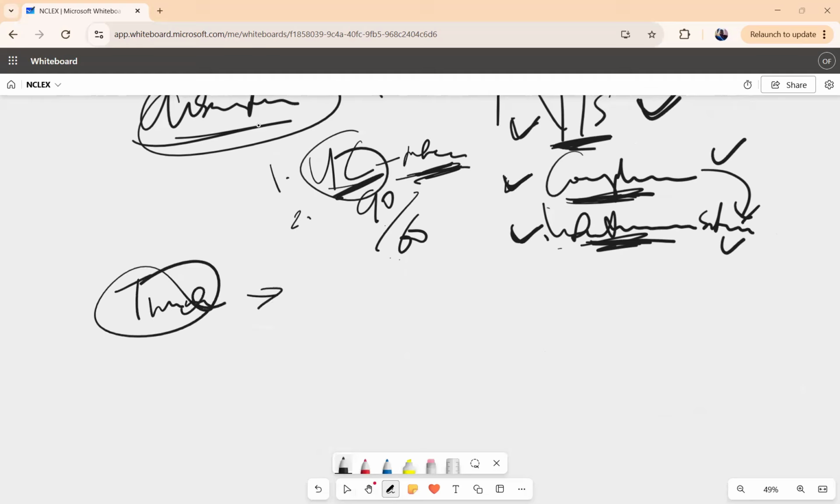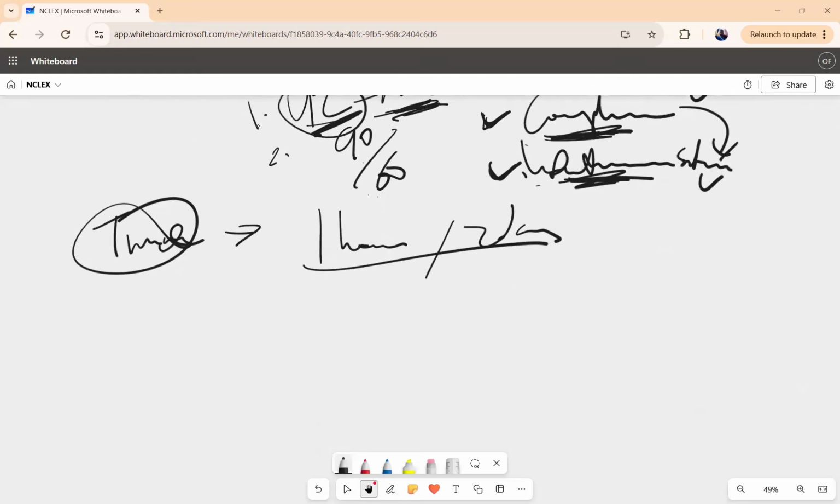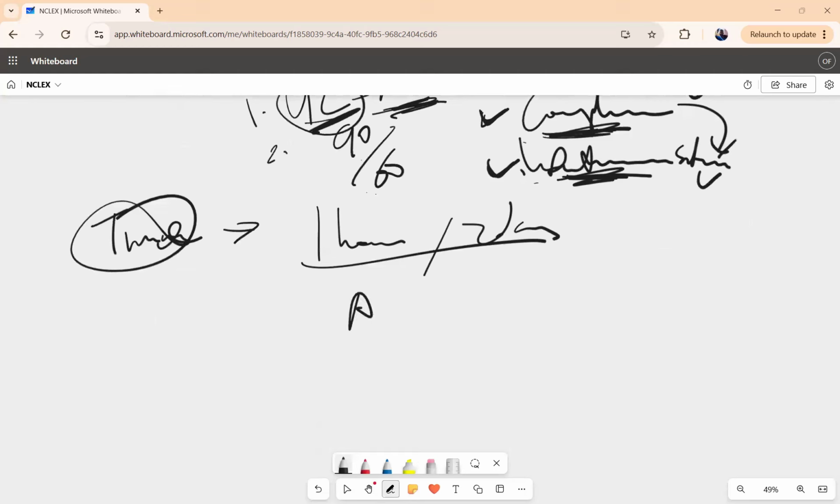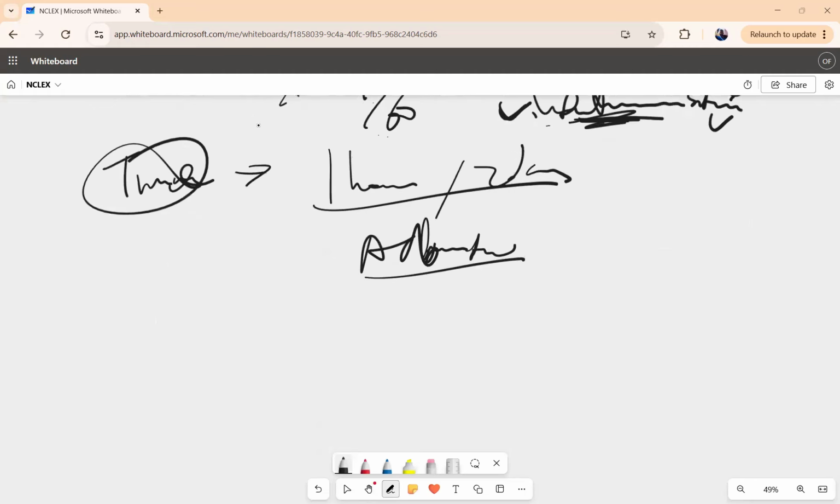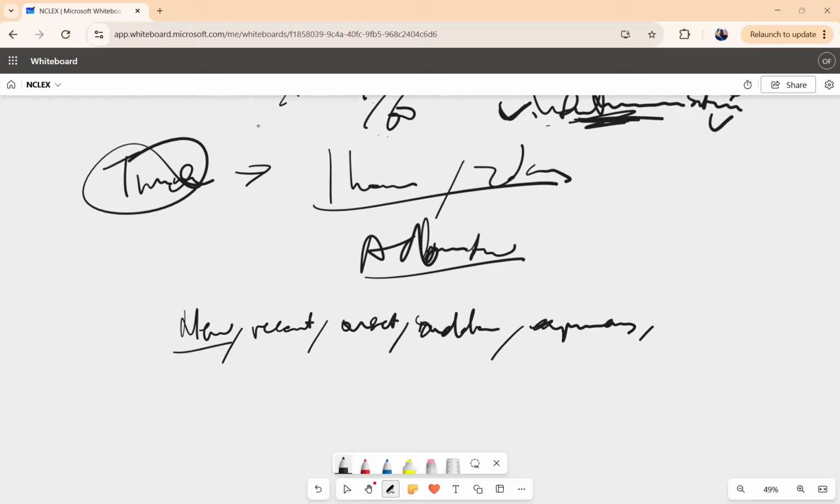Now, time is broken into when NCLEX says 1 hour, 2 days. This is a form of time on the NCLEX exam. Admitted, a patient who is newly admitted, is a form of time as well. Or NCLEX is using keywords like new, recent, onset, sudden or suddenly, experiencing, worsen. I don't want to miss anything. New, recent, onset, suddenly, experiencing, worsen. This is what I can remember for now.